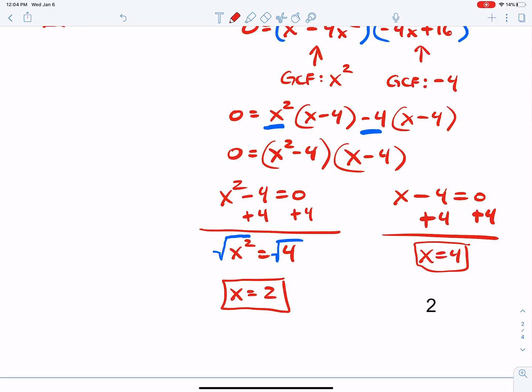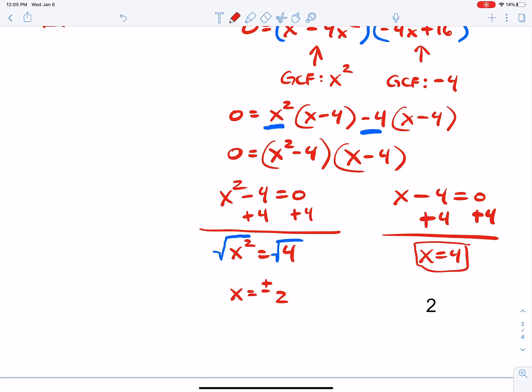And I should actually make a correction, and forgive me for this. When you take the square root, this is not just x equals 2, and I'm glad I caught this. When we take the square root, it's x equals plus or minus 2. The reason why, if you're curious, is that negative 2 times negative 2 gives me 4, and 2 times 2 gives me 4. So that's why that's the case there.